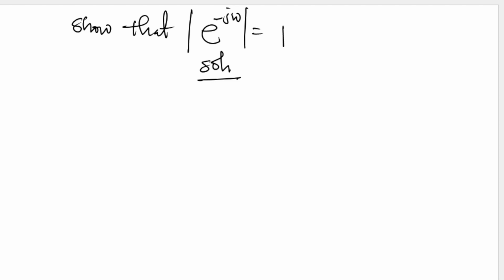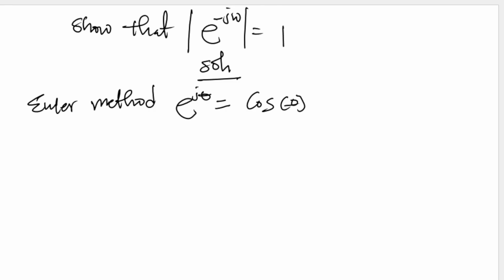The first thing you do is to recall an equation that is similar to what you have here, because what you are expected to do is to simplify this such that when you apply the absolute of this value, you arrive at 1. That's what you do. Now recall Euler's method. Euler's method simply says exponential j theta will be equal to cos theta plus j sine theta.